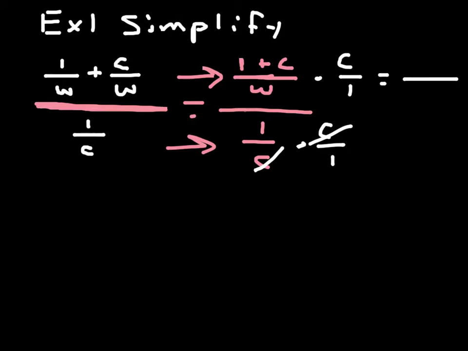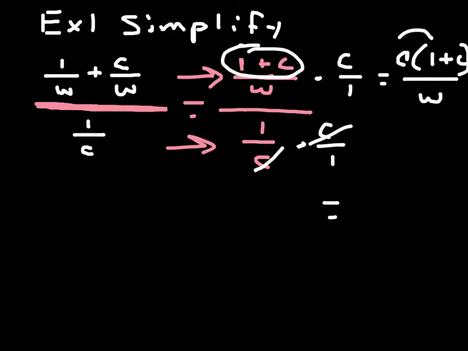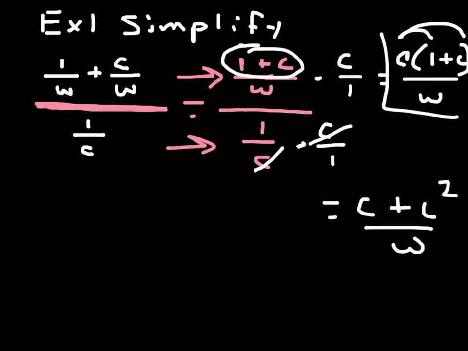So multiply the w times 1 is w. And then I have c times, and remember this is one value, that's a couple. So I have c times that 1 plus c, like so. Now if you want to distribute out the top, c times 1 is c, plus c times c is c squared over w. So really you could leave it like this, or you could write it like this.